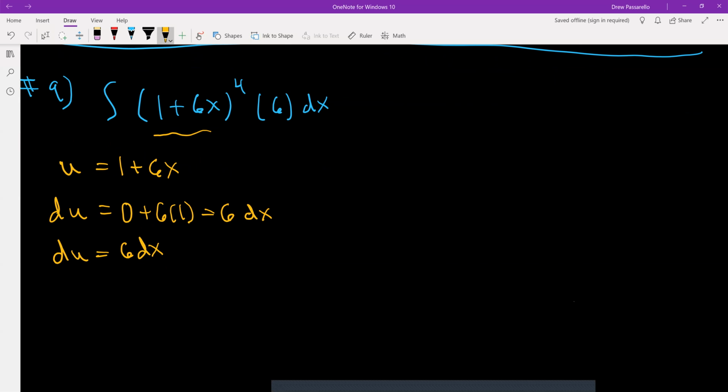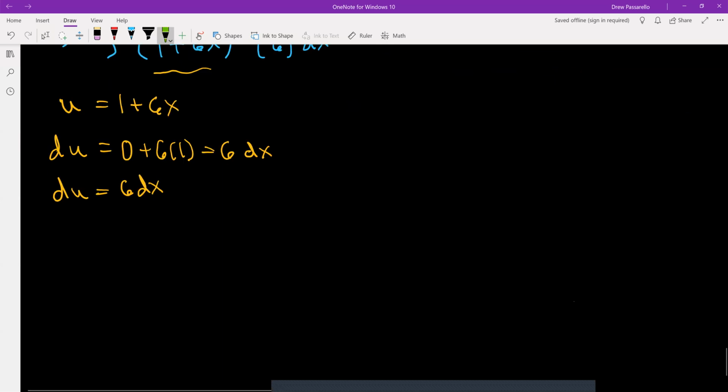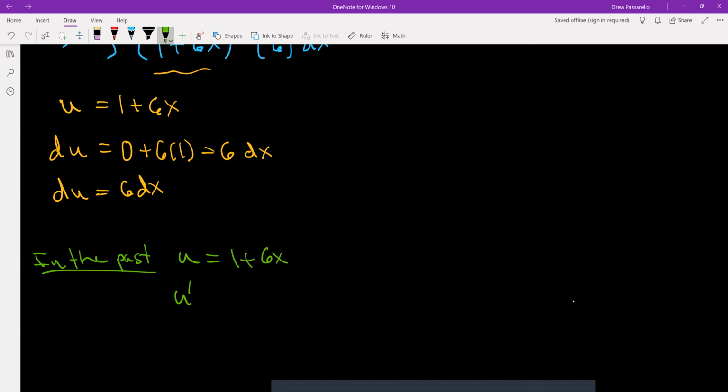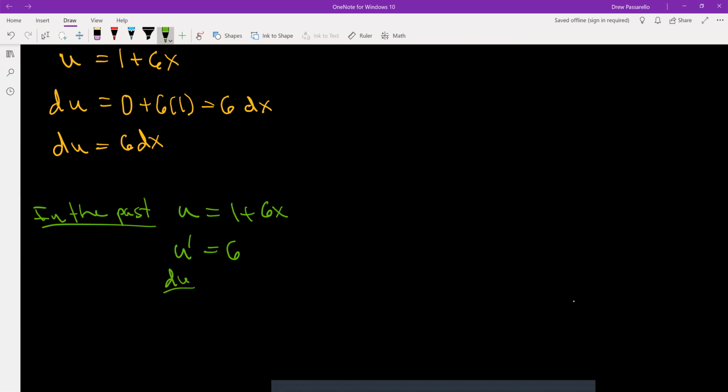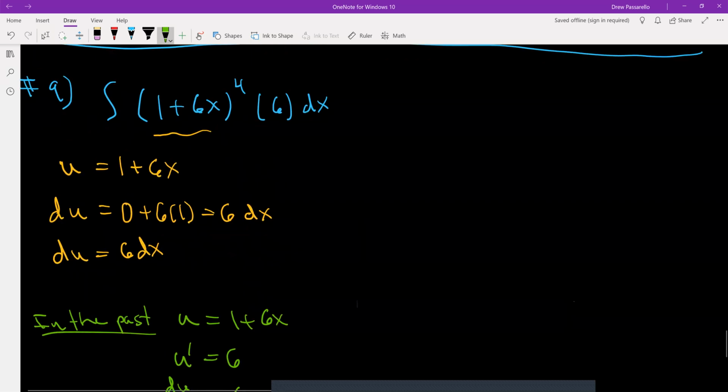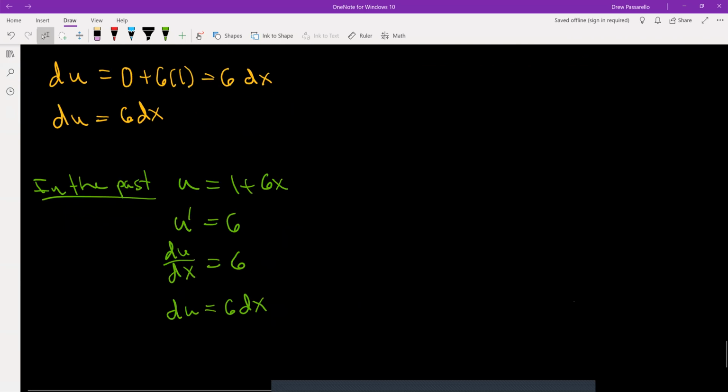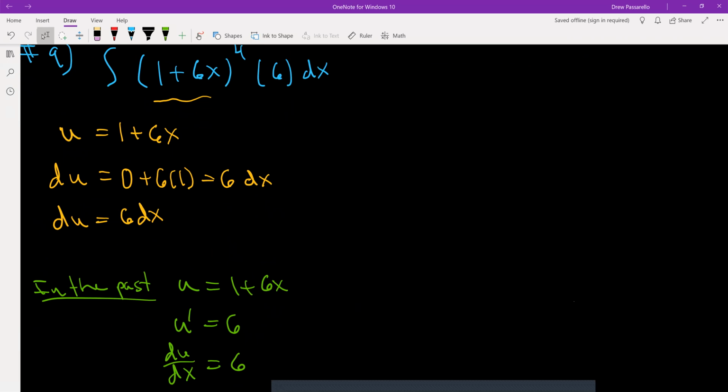Okay, and if I worked it out how we've done it in the past, we would let u be 1 plus 6x, take the derivative, that would give us u prime, which we know is 0 plus 6 times 1, which is 6, so u prime is 6. But u prime is really du/dx. And we can rewrite this by bringing the dx over to the right side, so du is equal to 6 dx. All right, that's what we've done in the past. I'm not going to work it out like that in the other examples, but that's where I get the du on one side and the dx on the other, so that I can substitute du in for that 6 dx.